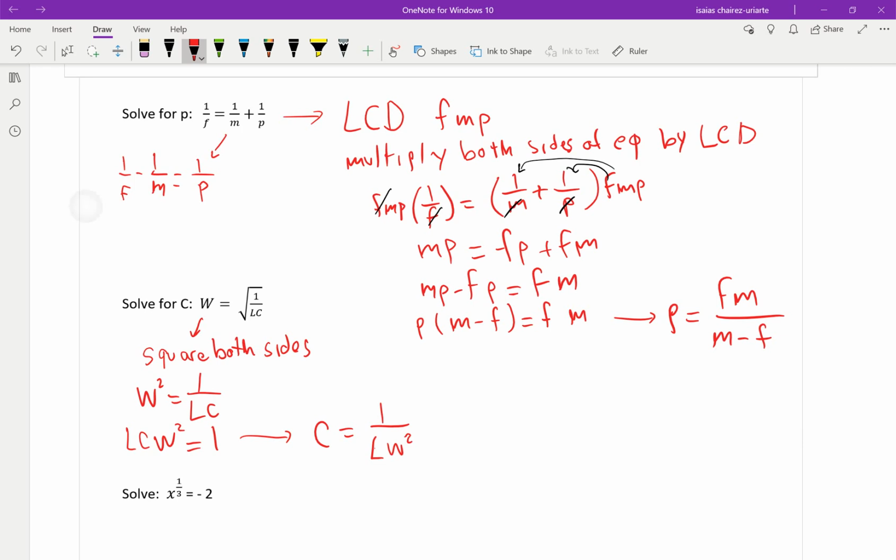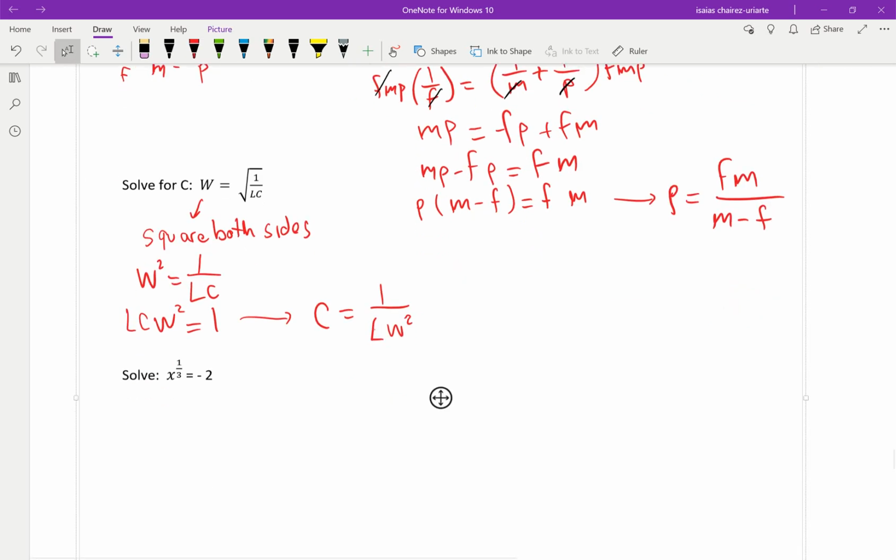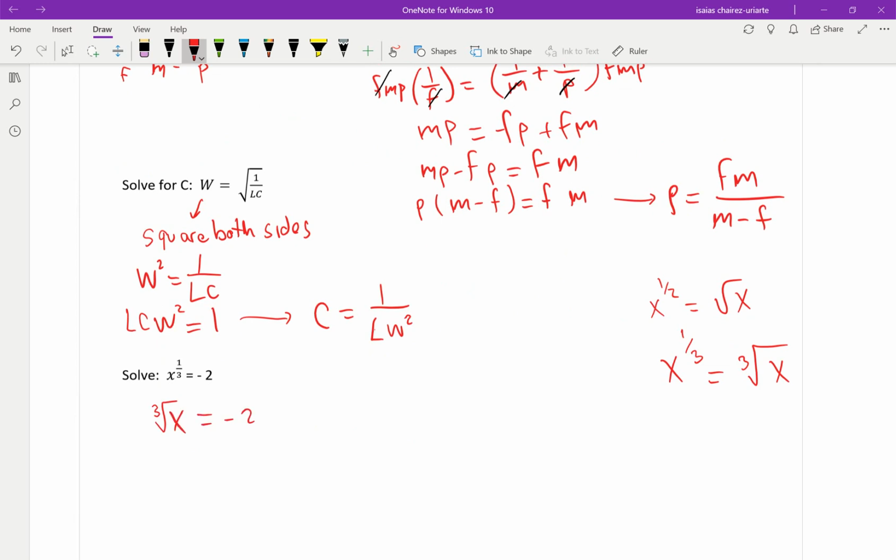All right, so last one. This one, we have to talk a little bit about exponents here. For instance, if I have x to the 1/3, it turns out that that is equivalent to saying the cubic root of x. And x to the 1/2 is the same thing as the square root of x. So right now we could rewrite this as the cubic root of x equals -2. That would be one way to think about it.